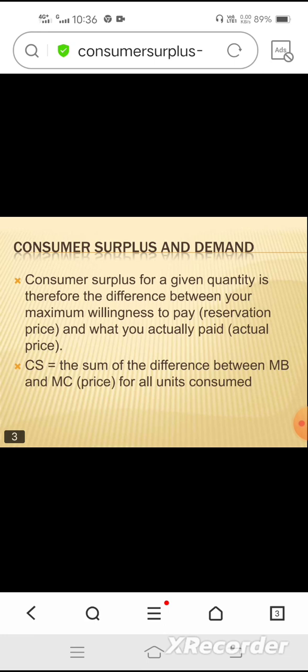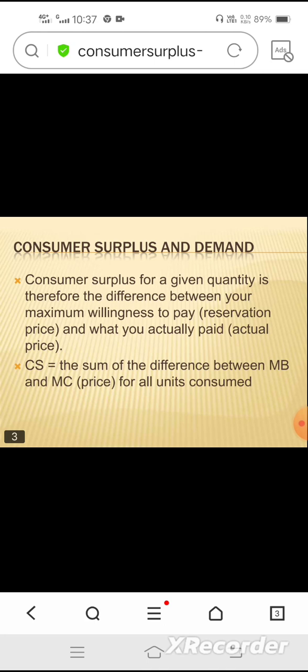The consumer surplus for a given quantity is therefore the difference between our maximum willingness to pay, that is the reservation price, and what we actually paid. Reservation price means the consumer already has a mindset that this is the price for that good. But what we actually paid is the market price, that is called actually paid. So the consumer surplus equals the sum of the difference between MB and MC for all units consumed. So that is the consumer can pay more.